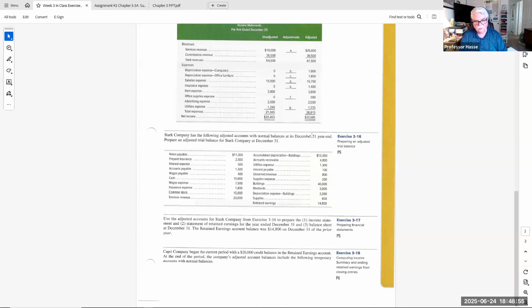You have that blank worksheet that I provided. Take this information here: notes payable $11,000. Is that an $11,000 debit or an $11,000 credit? Prepaid insurance, is that $2,500 debit or credit, and so on. You are to determine what type of balances these accounts have, and then list them in that worksheet.